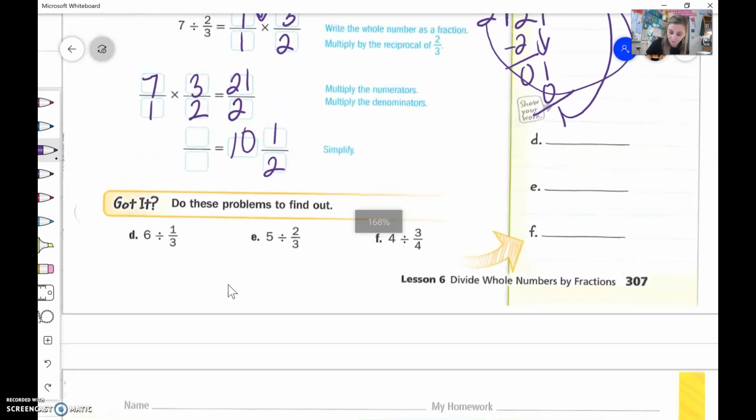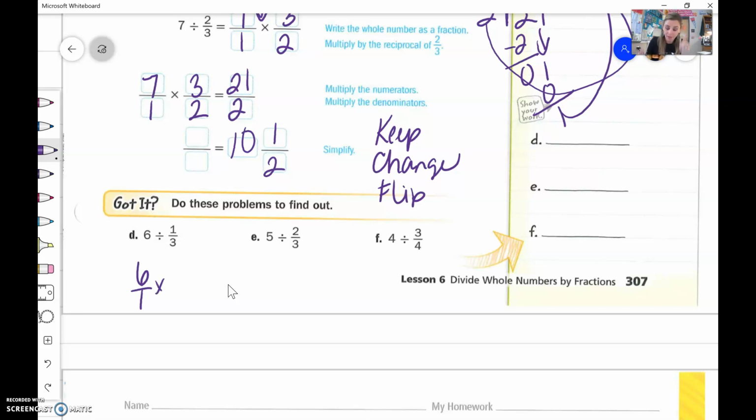Okay, so 6 divided by 1/3. Keep, change, flip. Write it down again. Keep, change, flip. Say it in your head. Keep, change, flip. Okay, keep 6 over 1. Change division into multiplication, and flip that second number, 3 over 1. There we go. So we're going to multiply across. 6 times 3 is 18. 1 times 1 is 1. Oh, when I find I have 18 over 1, my answer is just 18.